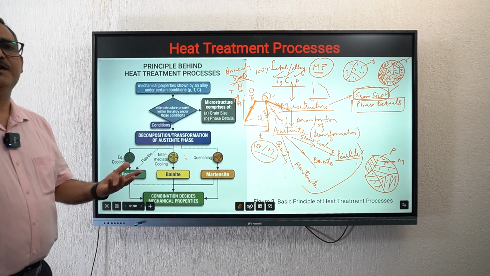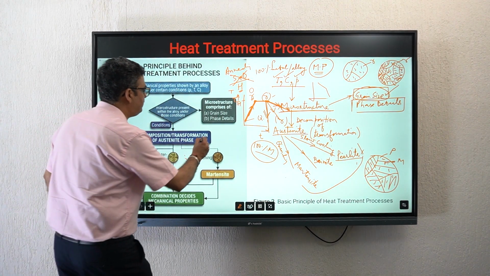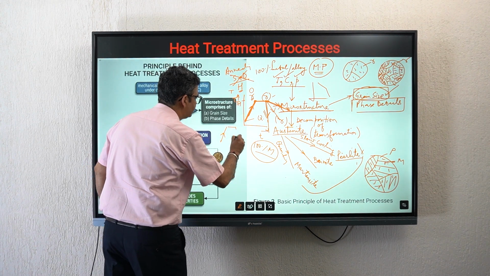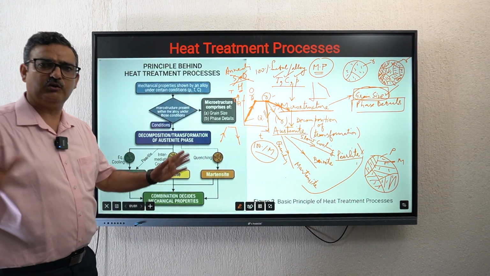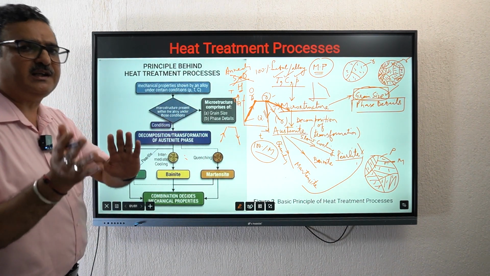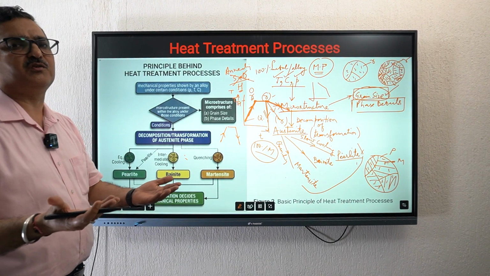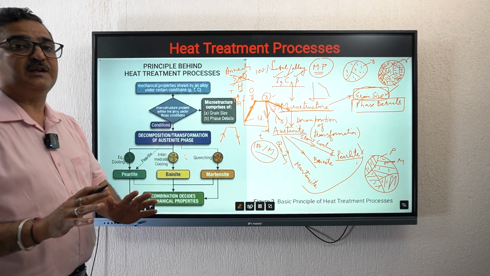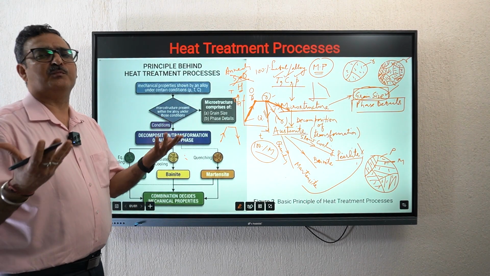So that's the beauty of heat treatment processes. Simple heating and simple cooling. No alloying required. By simply heating and cooling the steel, you can change its microstructure and its mechanical properties, and it's a very, very economical process.